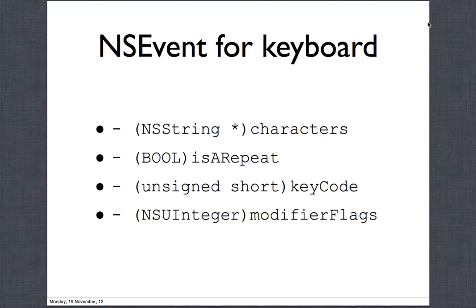You can get the NSString of characters. You can get the Boolean of whether the key is repeated by the user. You can get the single code, the single button, which would be the unsigned short integer, the key code. And again, you can get the modifier flags, and you can get the code of the flag.